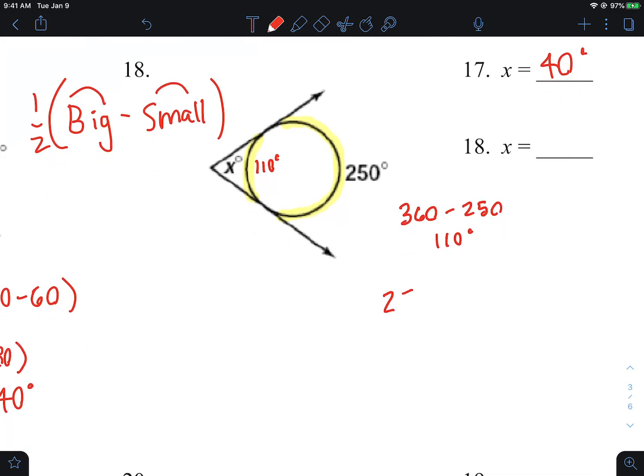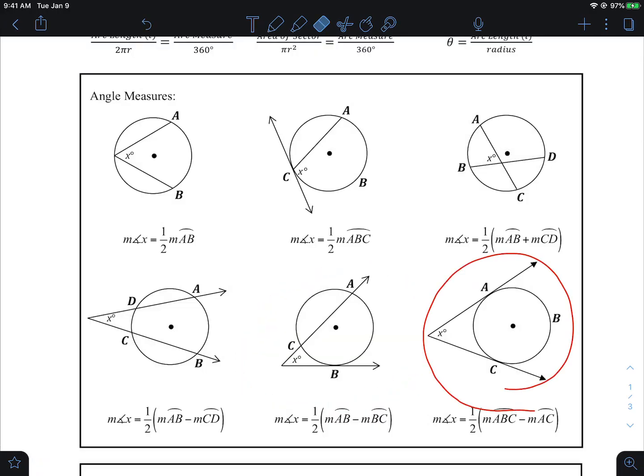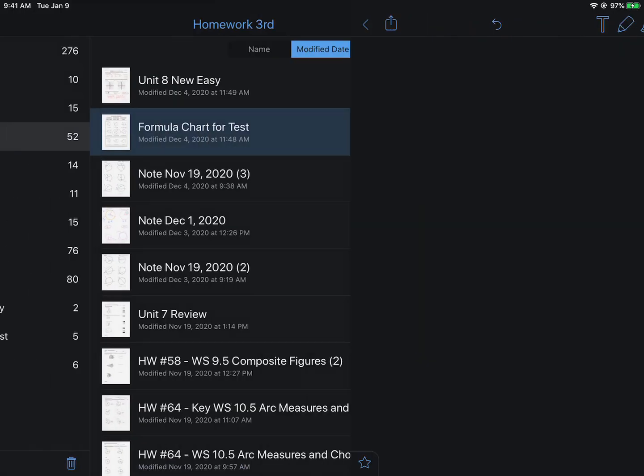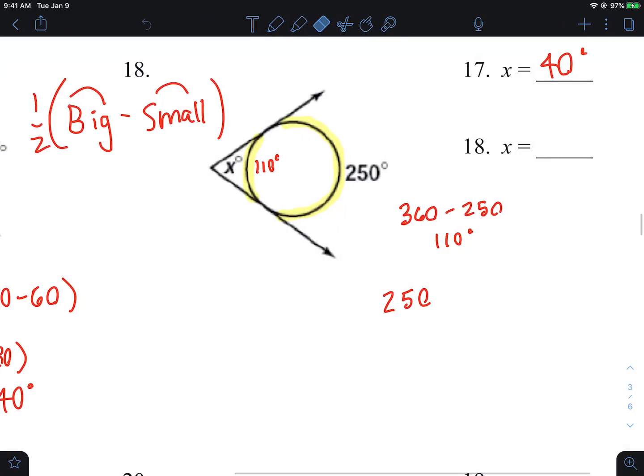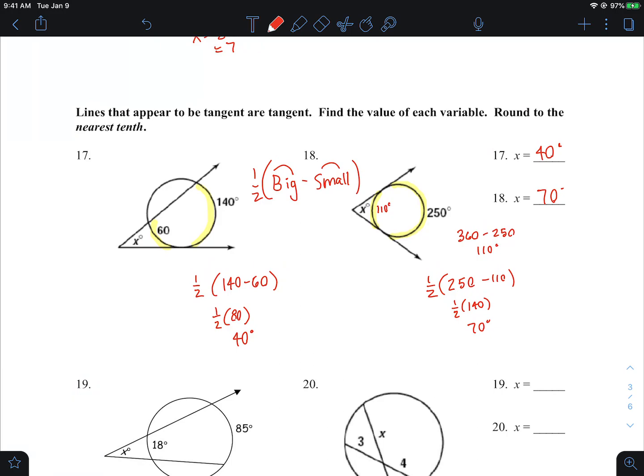And then all we're going to do from here is do the big idea of the big arc minus the small arc. If you go and follow the formula chart, it is like this last one here, but that's saying the same thing. It's saying the big arc ABC minus the small arc AC, and that'll get us our answer. So that's 250 minus 110 for the formula, and then we'll do 1/2 of that. So I believe, what is that, 140, and then 1/2 of 140 should be 70 degrees. And that'll be it there.